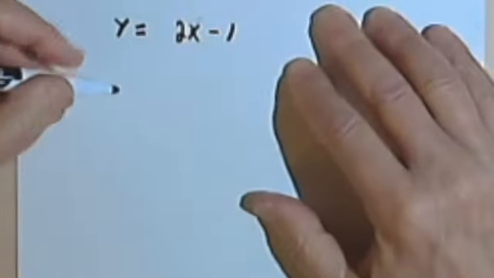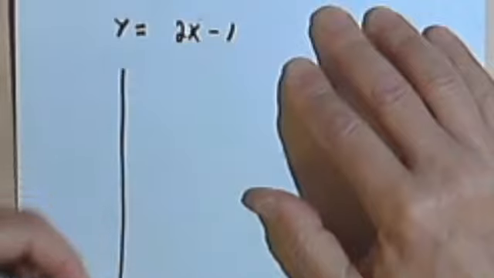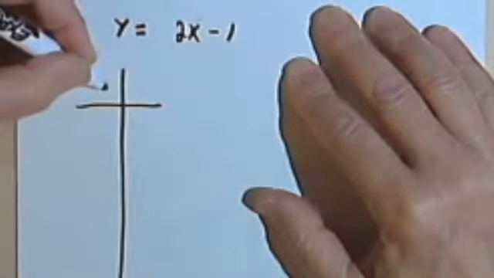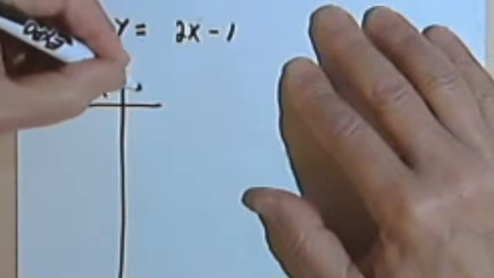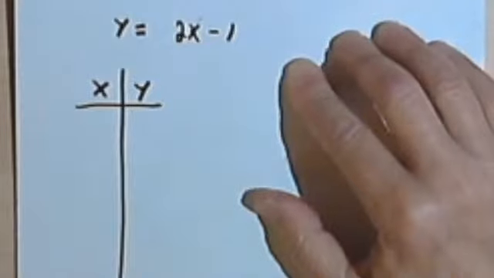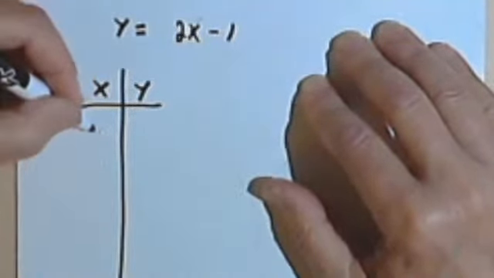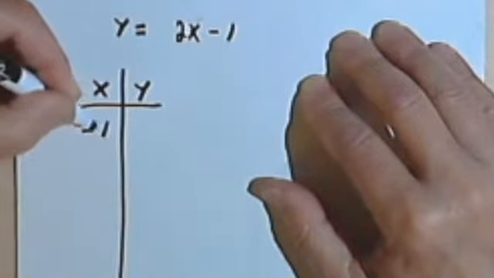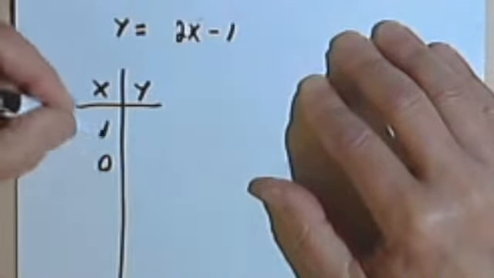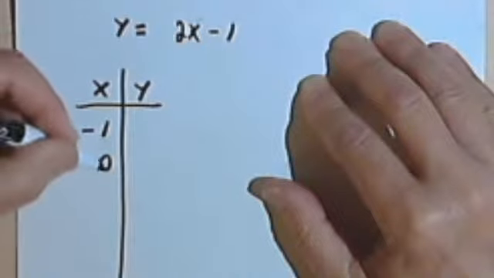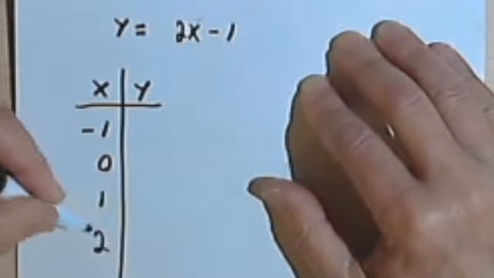Well, to make a table of values from that equation, I'm going to draw two columns. The first column is going to be my x column. The second column will be my y column. And in here, I'm going to put some numbers. Let's start with a negative number. We'll use -1, and then maybe go up by 1. So -1, 0, 1, and 2.